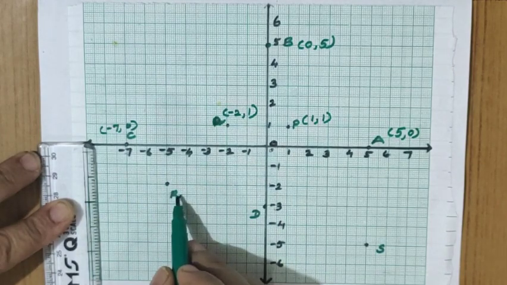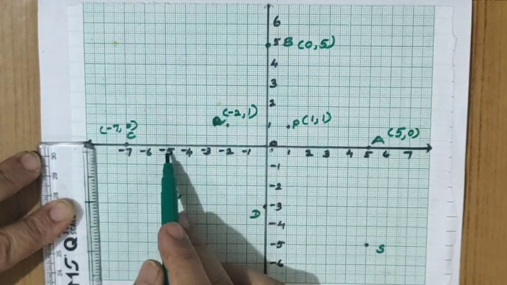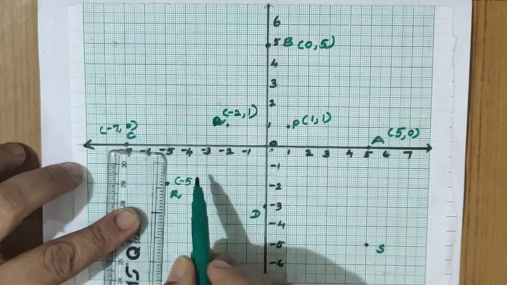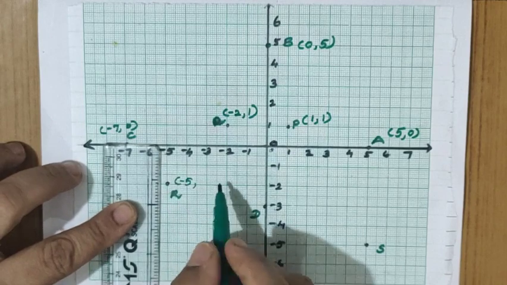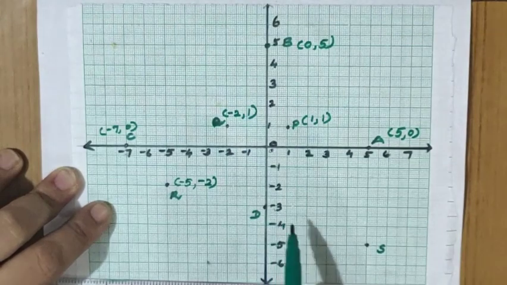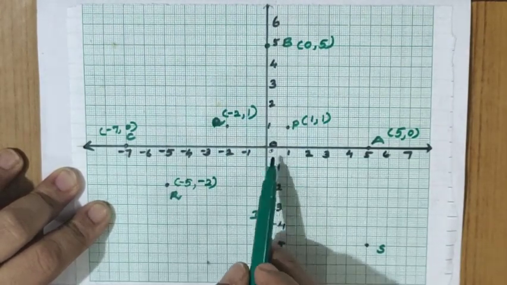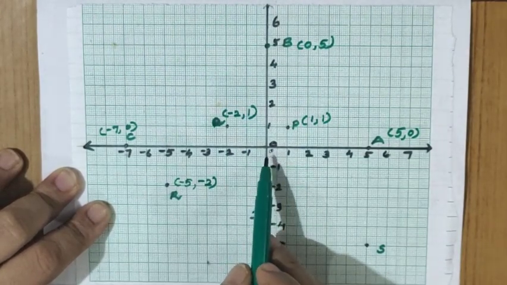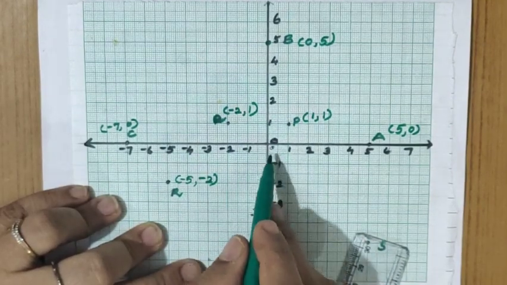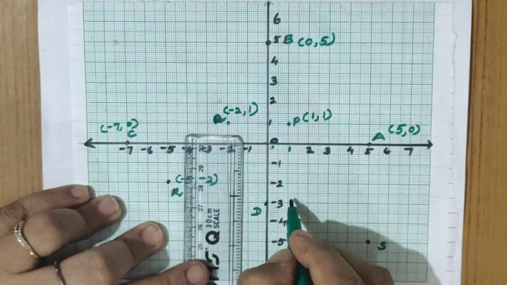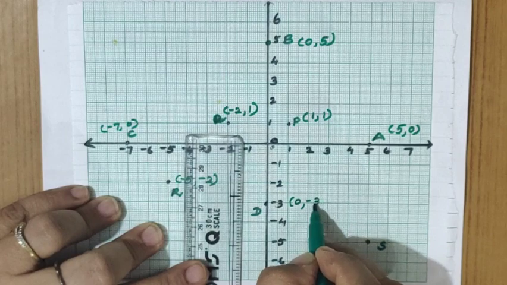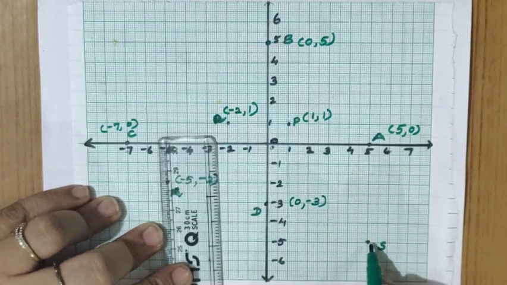Now R. X-axis what is the movement we have taken? -5, right? Y-axis what is the height we have taken? Perpendicular distance is -2. Now D. This is also on the y-axis only. So along the x-axis there is no movement. Now for getting D, I have done no movement on the x-axis, only y-axis movement. So x coordinate is 0 and in the negative direction we have moved. So 0, comma -3.